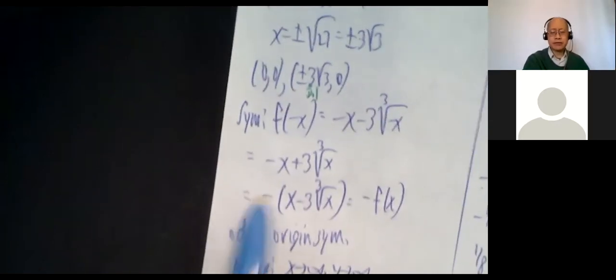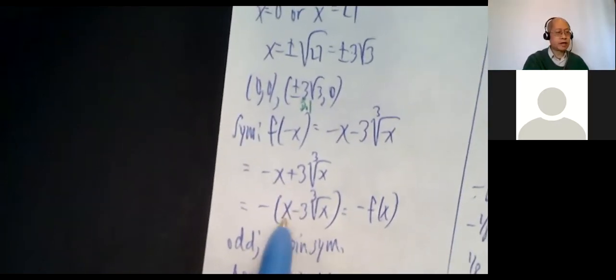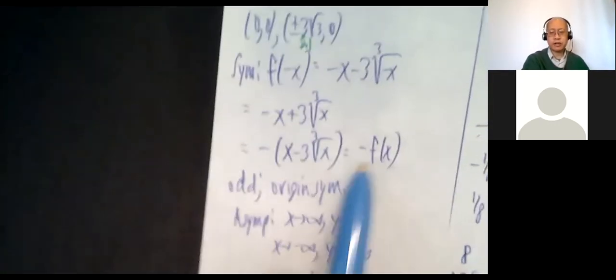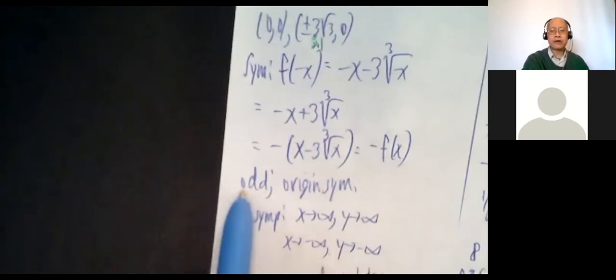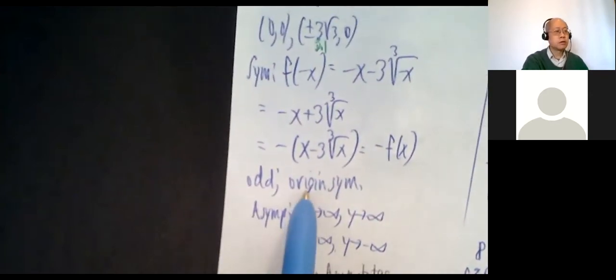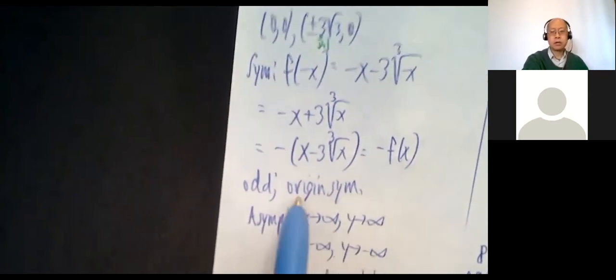This is the opposite of the original. It's negative parentheses x minus 3 cube root of x. And so the original was that. If I plug in negative x, I get the opposite of what I started off with, negative f of x. So I do have an odd function for origin symmetry.